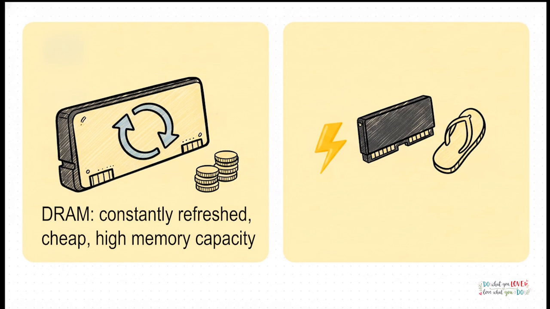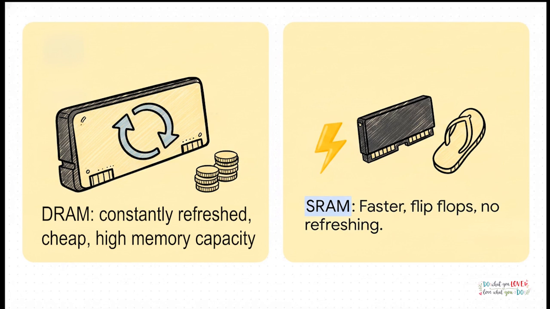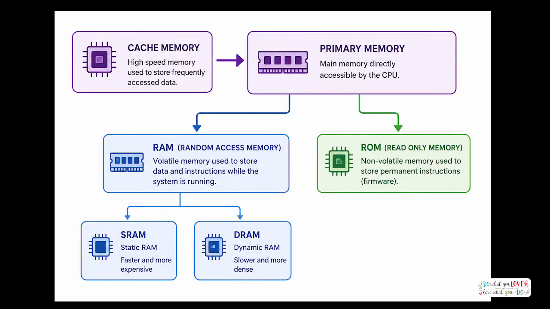Then we have the much faster SRAM, or static RAM. SRAM uses flip-flops and doesn't need that constant refreshing. Because SRAM is so incredibly fast, it's typically what gets used for the CPU's cache memory.